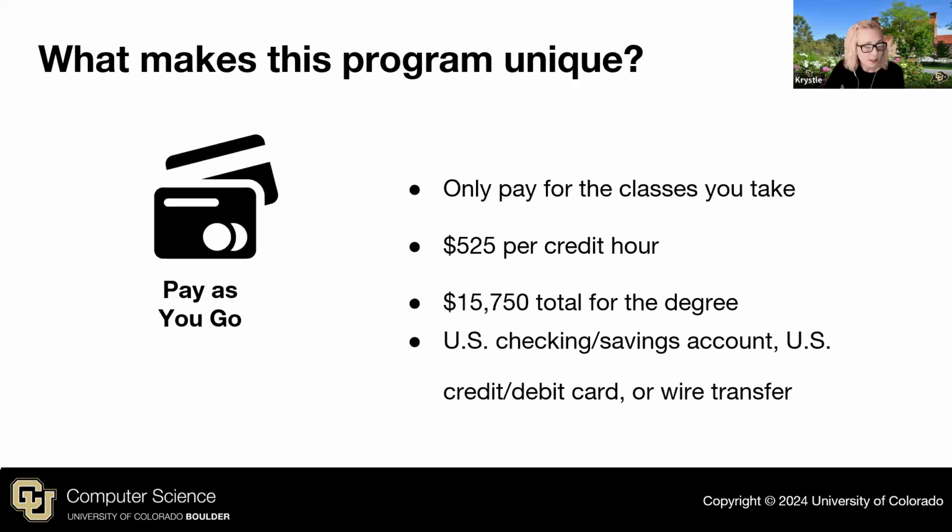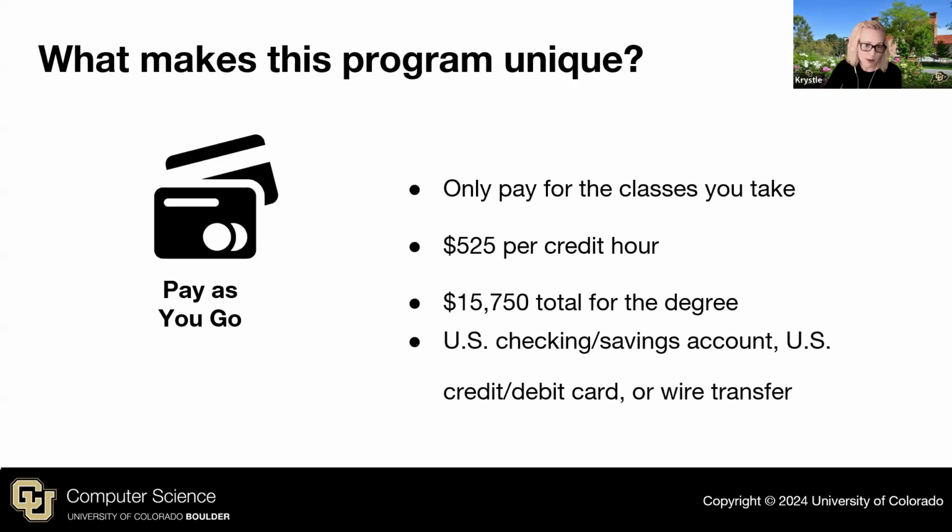This program is also set up for pay-as-you-go. Traditionally, students pay for their entire semester during registration. This means you have a large bill that you must pay well before classes start. On the other hand, this program allows you to pay as you go, and tuition is only $525 per credit hour. With the MSCS on Coursera, you pay per credit hour, not per semester, which allows for more flexibility.